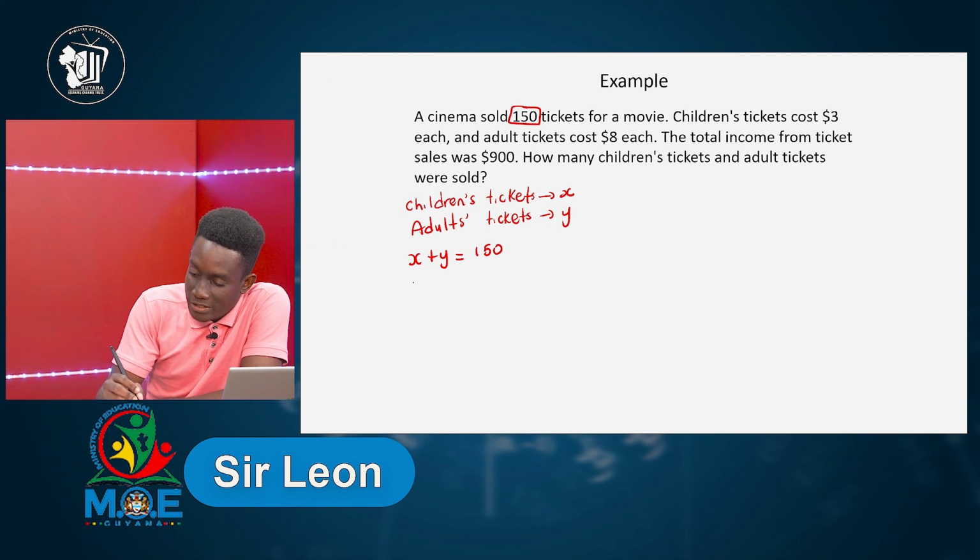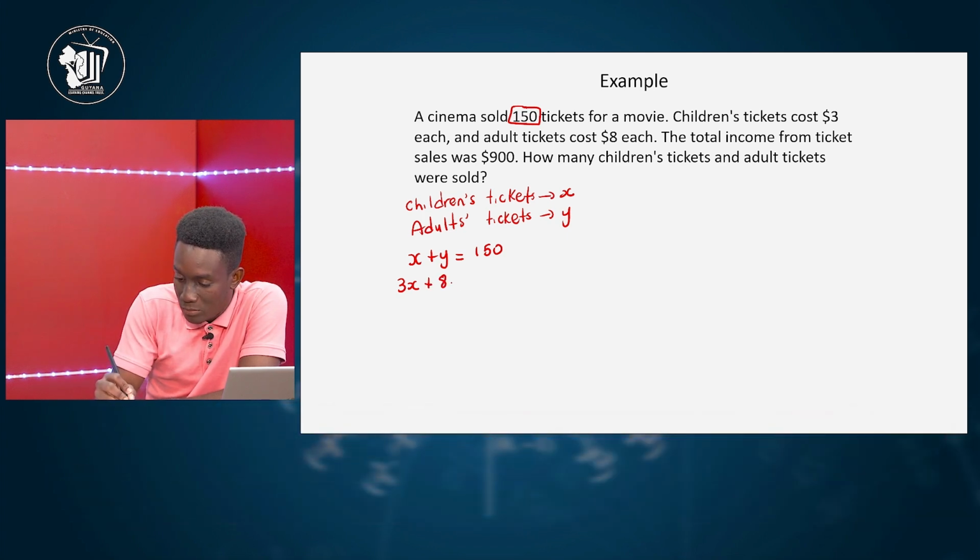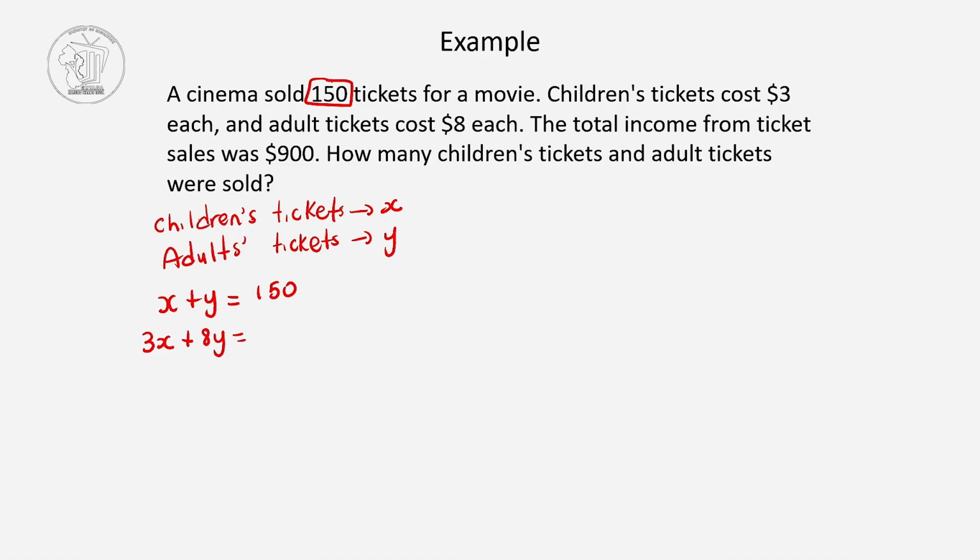Children's tickets are $3 each, so we can say 3 multiplied by the number of children's tickets sold, plus adult tickets cost $8 each, so 8 multiplied by the number of adult tickets sold, is equal to $900. They want us to solve this and find x and y, how many adult tickets and children tickets were sold. You can call this equation 1, and this equation 2. In equation 1, x and y are by themselves, so we can just use the substitution method for this one.